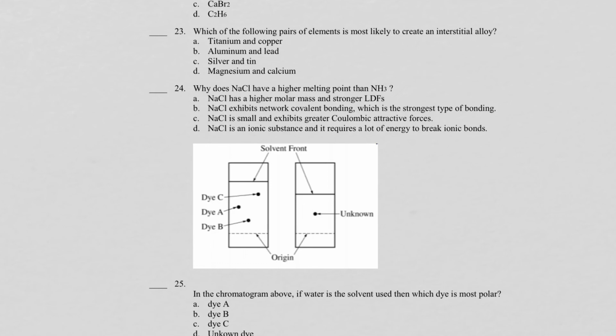24. Why does NaCl have a higher melting point than NH3? Again, we're comparing completely different substances. Hopefully students would realize that. We've got an ionic compound versus an ammonia molecule, which is polar and could have hydrogen bonding between molecules, but ionic bonding is always stronger than an IMF. So we want to pick the one that correctly designates that. So D is the best answer for 24.